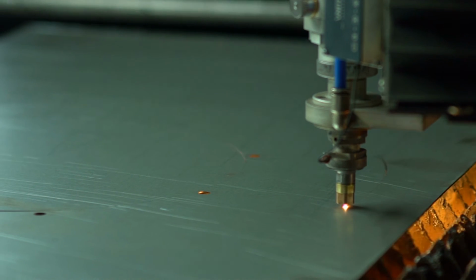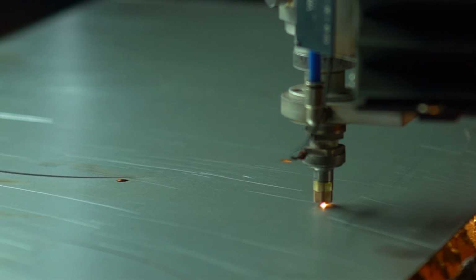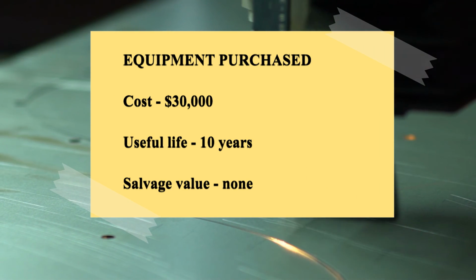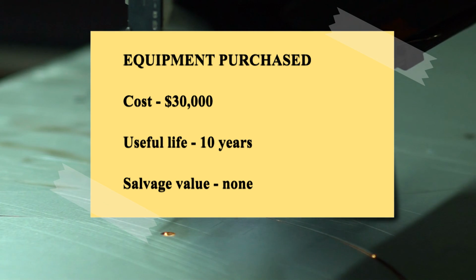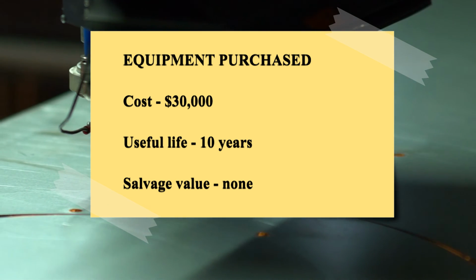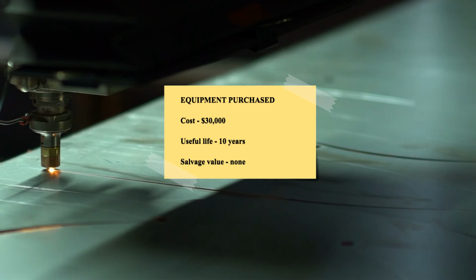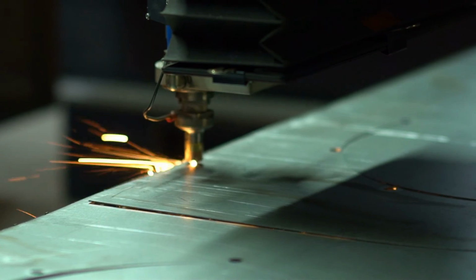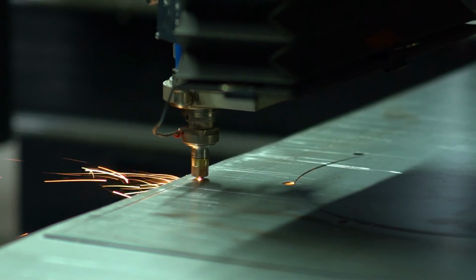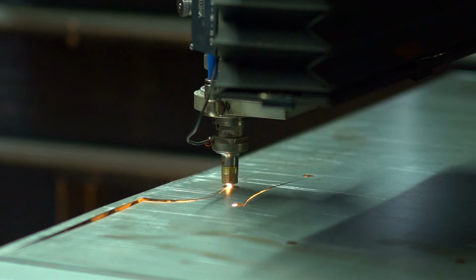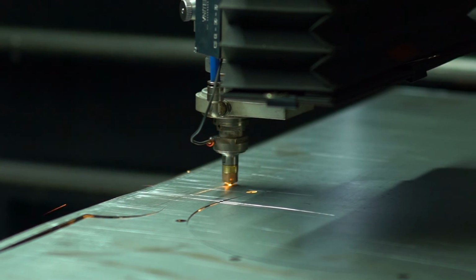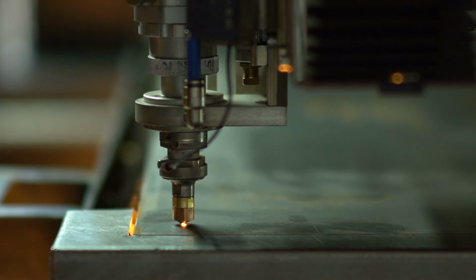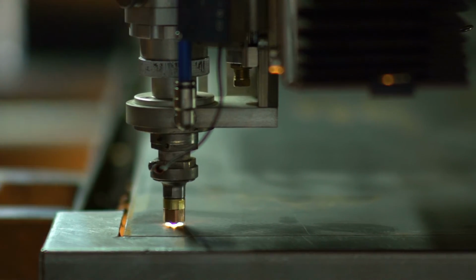In this example, a company purchased equipment on January 1st, 2016 for $30,000. The equipment is estimated to have a 10-year useful life and no salvage value at the end of its useful life. The company uses the straight line method for all plant assets and begins recording depreciation on this equipment in the year of purchase. The original computations for the first 3 years are continued.